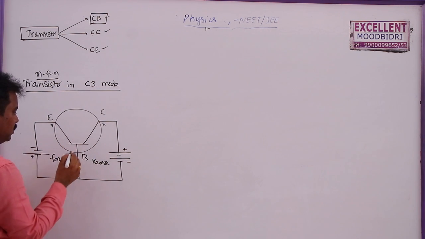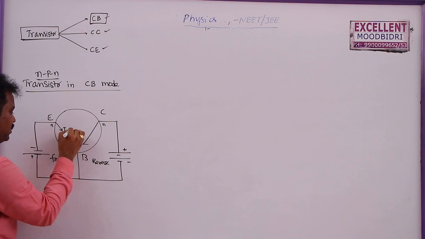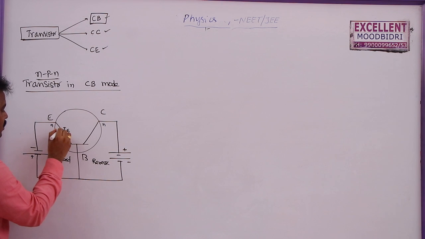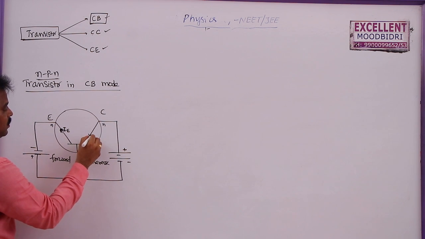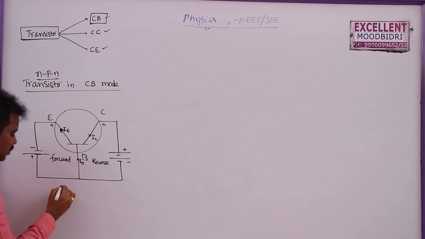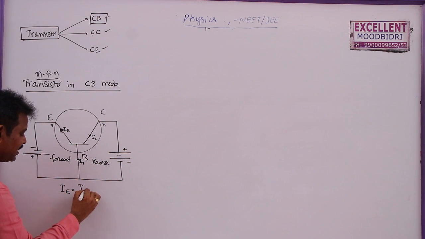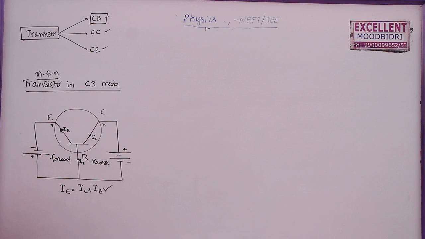Here we can write the types of current, that is IE, because electrons are traveling from here to here. So this is IE, which is going up. This is the base current. This is the collector current. So this equation can be written as the total emitter current is equal to collector current plus base current, that is IE = IC + IB.